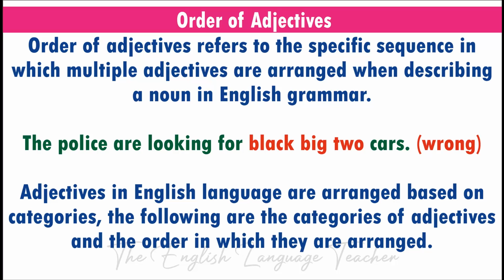Let's have a look at this example. The police are looking for black big 2 cars. Listening to this expression, we know that it is wrong. Why? Because the 3 adjectives, black, big, 2, are not properly arranged, so it renders the sentence incorrect. Adjectives in the English language are arranged based on categories. The following are the categories of adjectives and the order in which they are arranged.